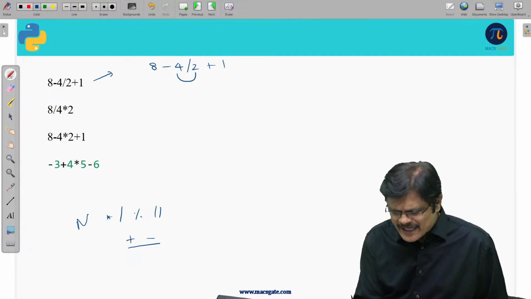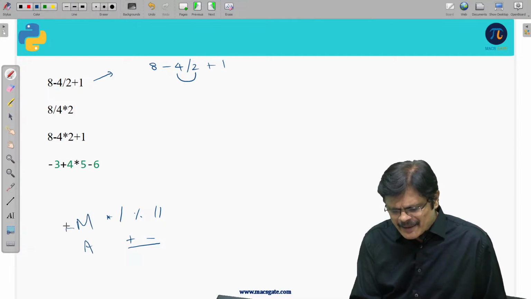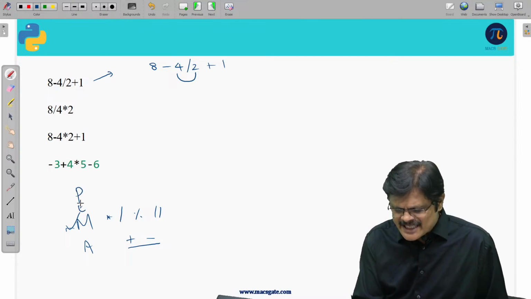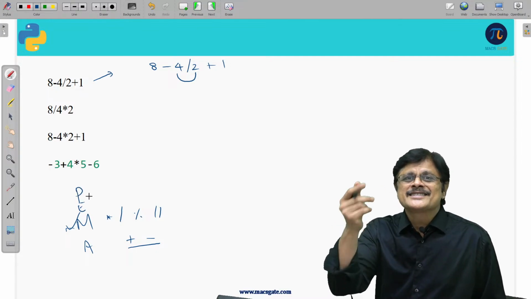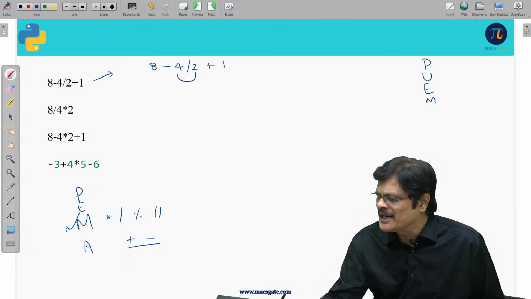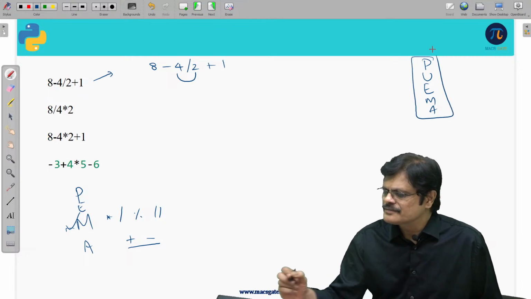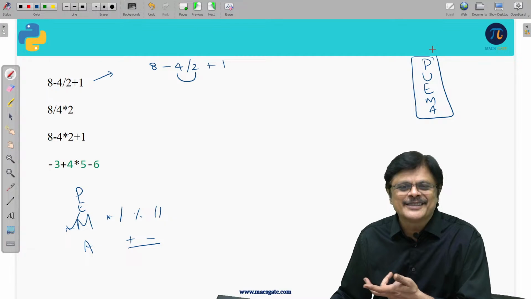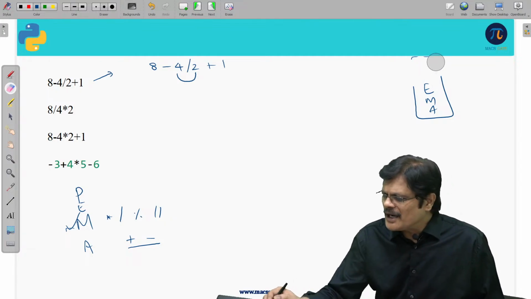Here, multiplication and addition. Obviously, multiplication has higher precedence than addition. So we have parenthesis, unary, exponentiation, multiplication and addition so far. So it is PU mass, something like this. Am I clear? So that's what I told you.